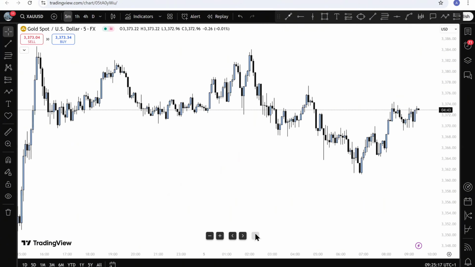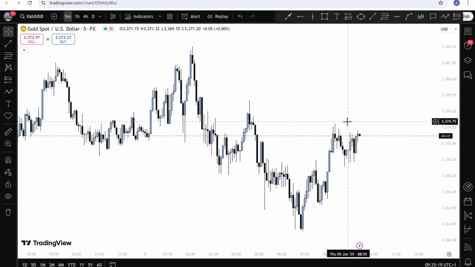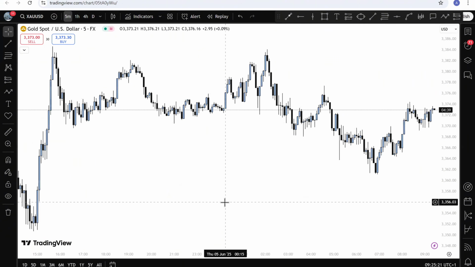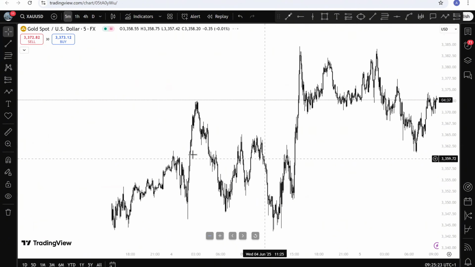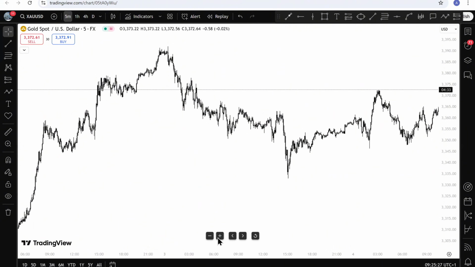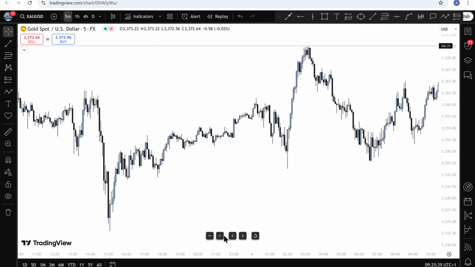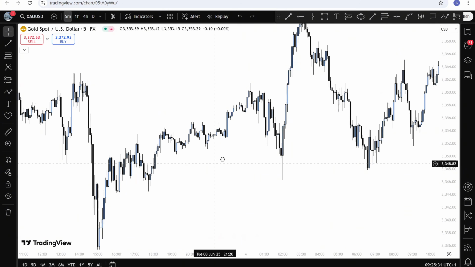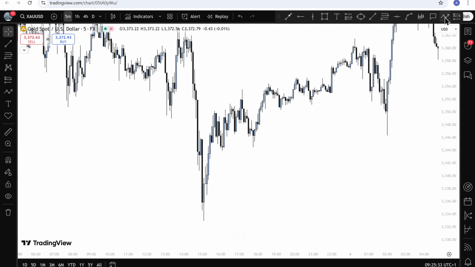Let's look for a quick example of a bullish move and a bearish move on the 5 minute time frame, for you guys to understand that there is market structure in all the time frames, all right?